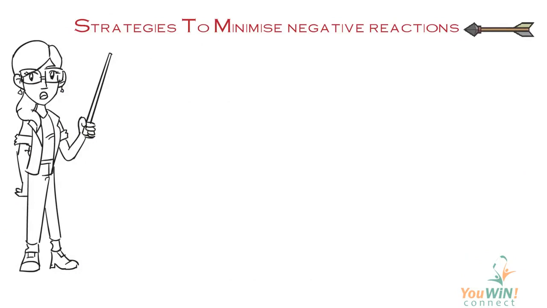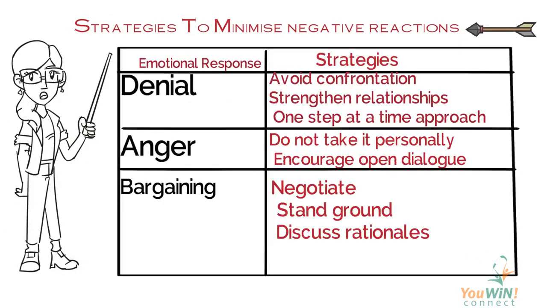Some emotional responses you can get when you're trying to effect change in your organization are denial, anger, bargaining, depression, exploration, and acceptance. If you have staff in denial, what you need to do is avoid confrontation, strengthen relationships, and take the one step at a time approach. If there are some angry people, don't take things personally. You need to encourage open dialogue.